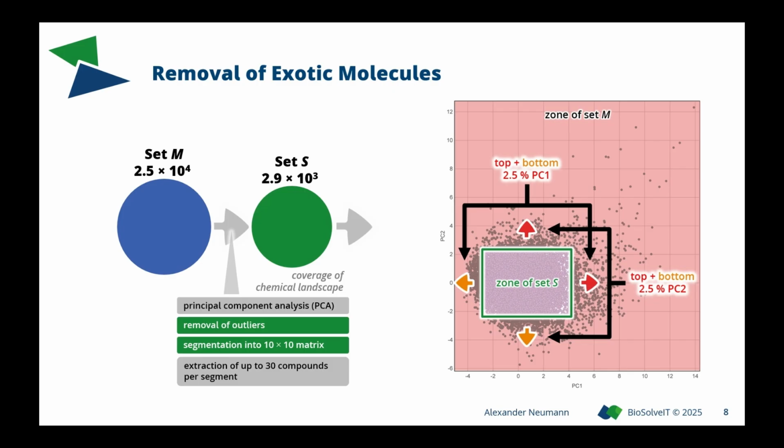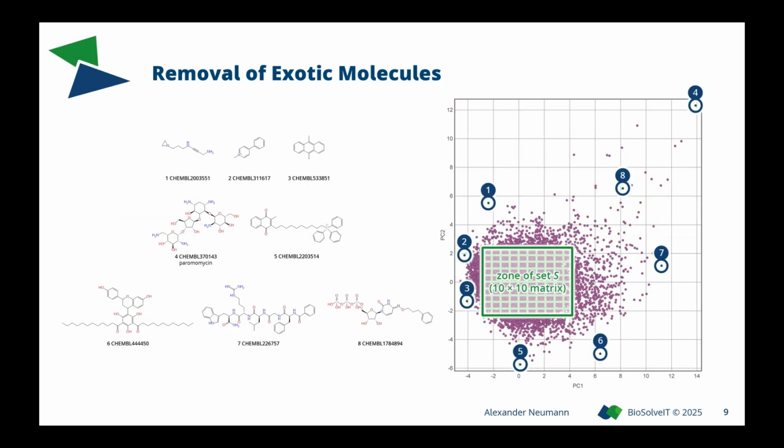So we took the top and bottom 2.5% of each principal component and cut them off, and ended up with the zone of set S. So basically, if you now take a look at the exotic compounds numbered from 1 to 8, you will see what I mean. We have very linear compounds, not very drug-like. We have very flat compounds, like compound 3. I will also use the pointer here. So this is very flat. This is not something you would consider drug-like at all.